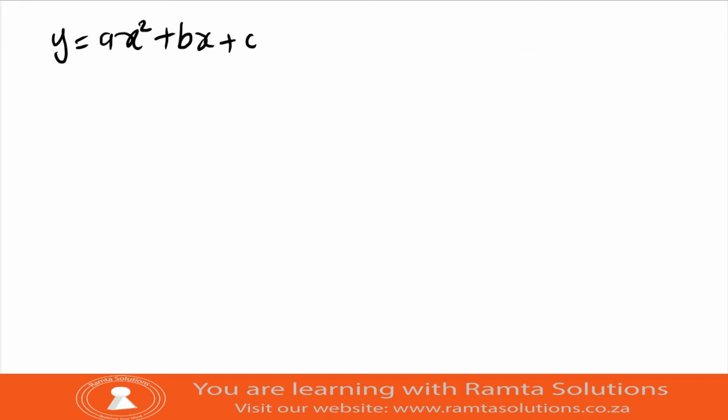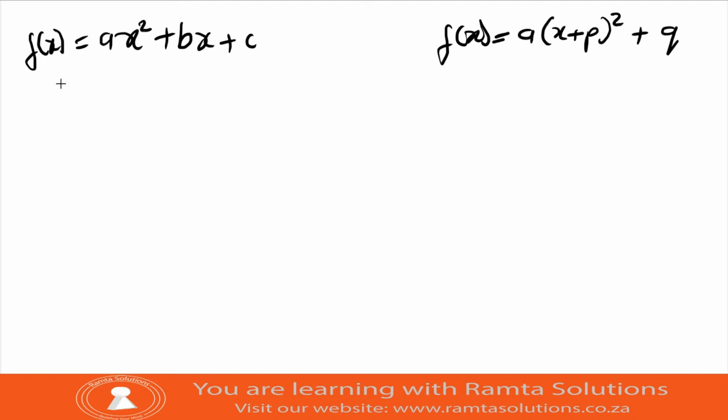And maybe let me use f of x. I like it that way. f of x equals that, or given in this form, f of x equals a into x plus p all squared plus q. Here, remember I had said to you, axis of symmetry is the x value of the turning point, which was minus b over 2a. Now, this is an x value.